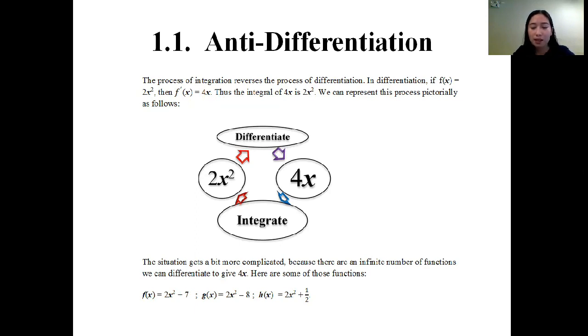But it is a bit more complicated than we thought, since remember, when we differentiate a constant, it becomes 0. So we do not know whether it is 2x squared plus any constant. For example, if it is 6, its derivative is also 0. So we cannot say that the integral of 4x is directly 2x squared.